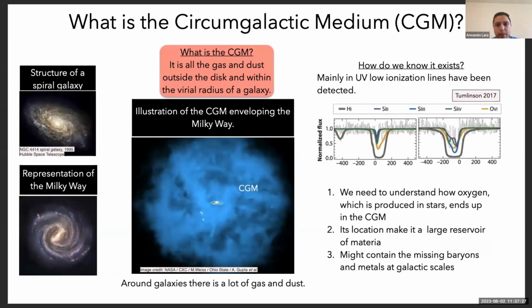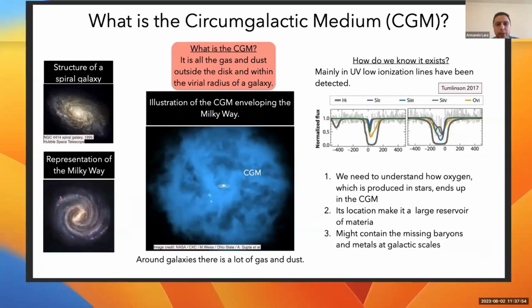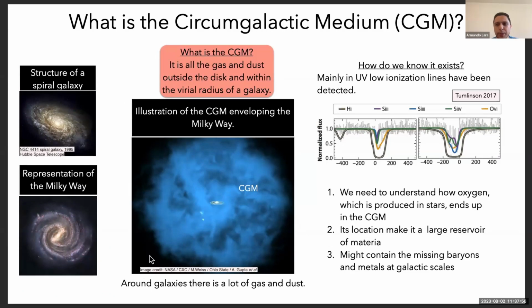To provide some context, let's begin with a general overview of a spiral galaxy. A typical spiral galaxy like the Milky Way consists of a visible disk with arms and a central bulge. Here I'm showing you a representation of the Milky Way with its bulge, bar in the center, and its arms extending around it. However, it's important to remember that around this structure there exists a halo of gas and dust. Let me define the circumgalactic medium, or CGM for short, as the gas around galaxies, outside the galactic disk but inside its virial radius.